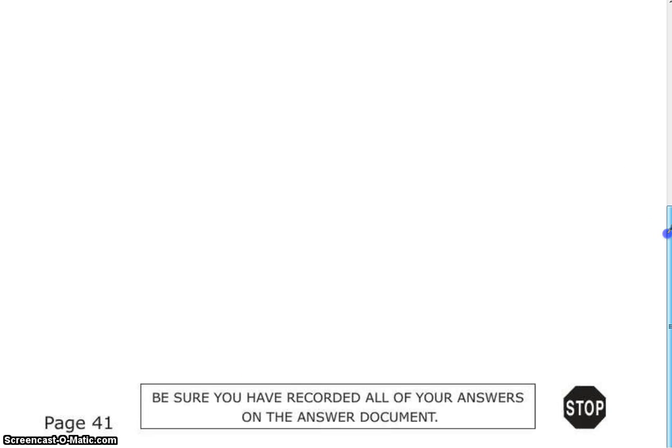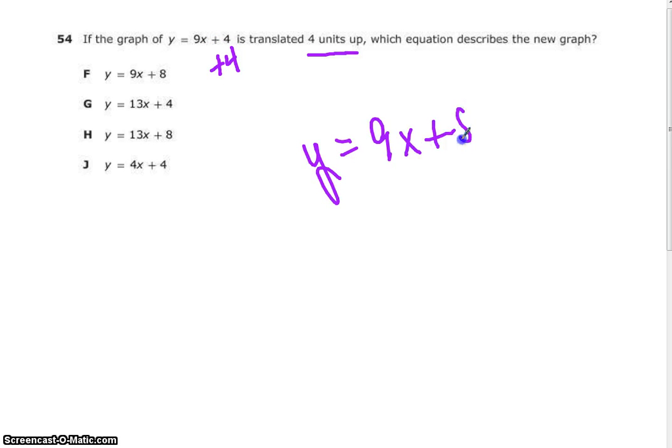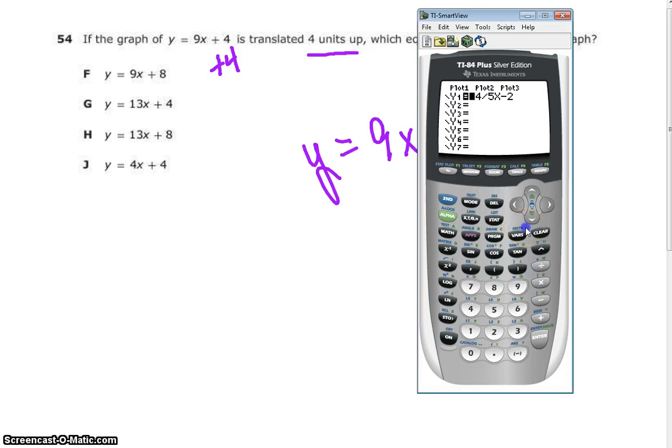Last problem, number 54. If the graph of y equals 9x plus 4 is translated 4 units up, what is your new graph? Well, I would like for you to know that 4 units up means you're going to add 4 at the end, and it's going to become y equals 9x plus 8. If you're not sure, go to y equals. Put the original problem in. 9x plus 4. Put the next problem in. 9x plus 4. What did they say to do? They said to add 4.